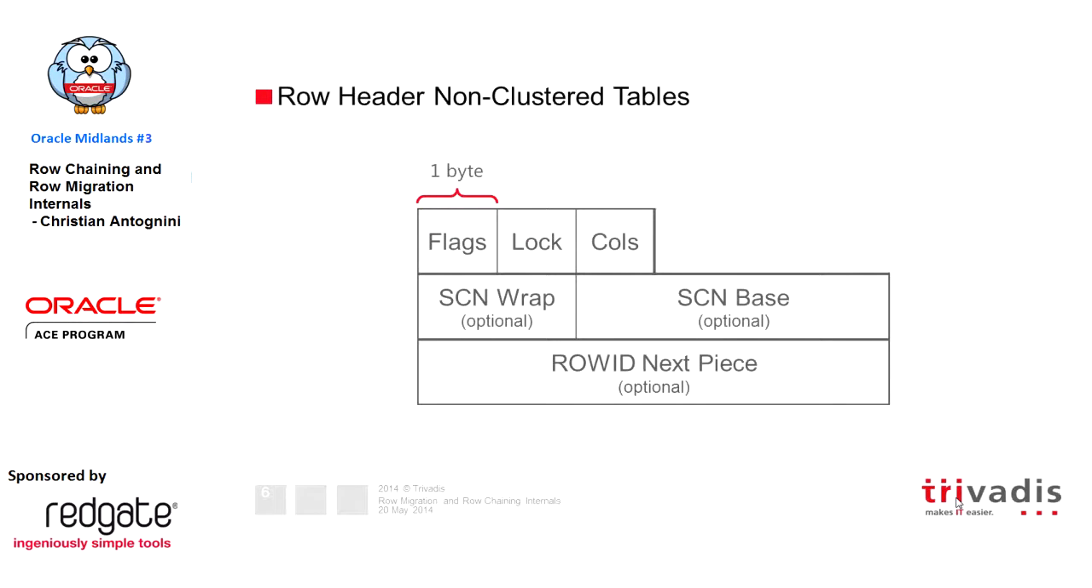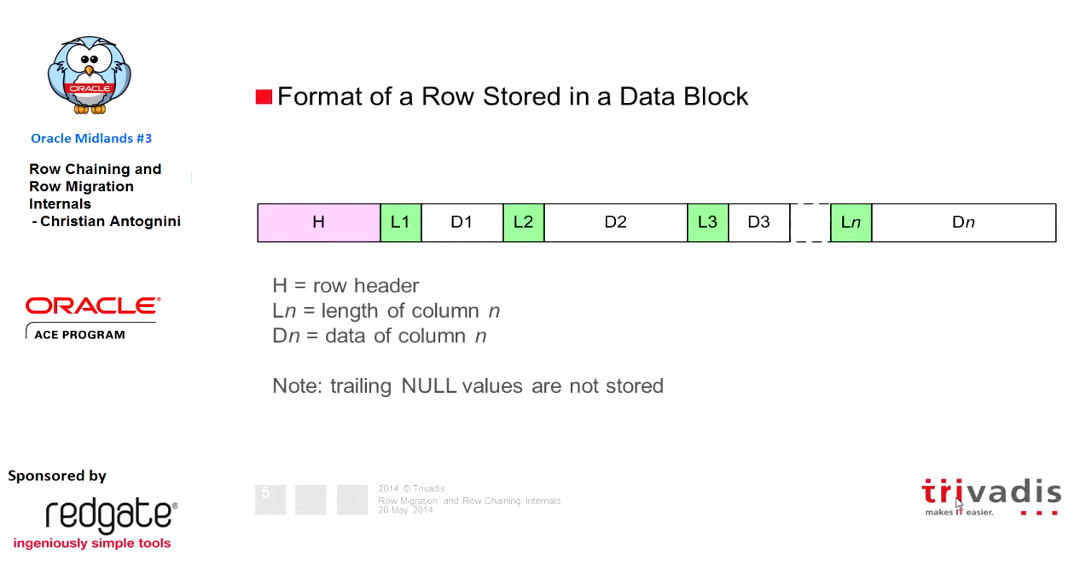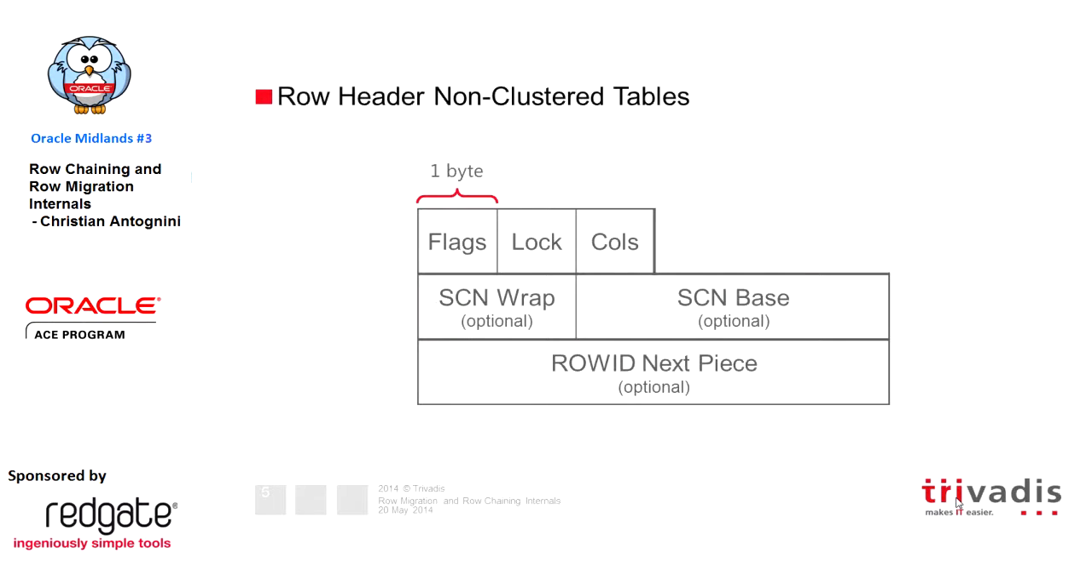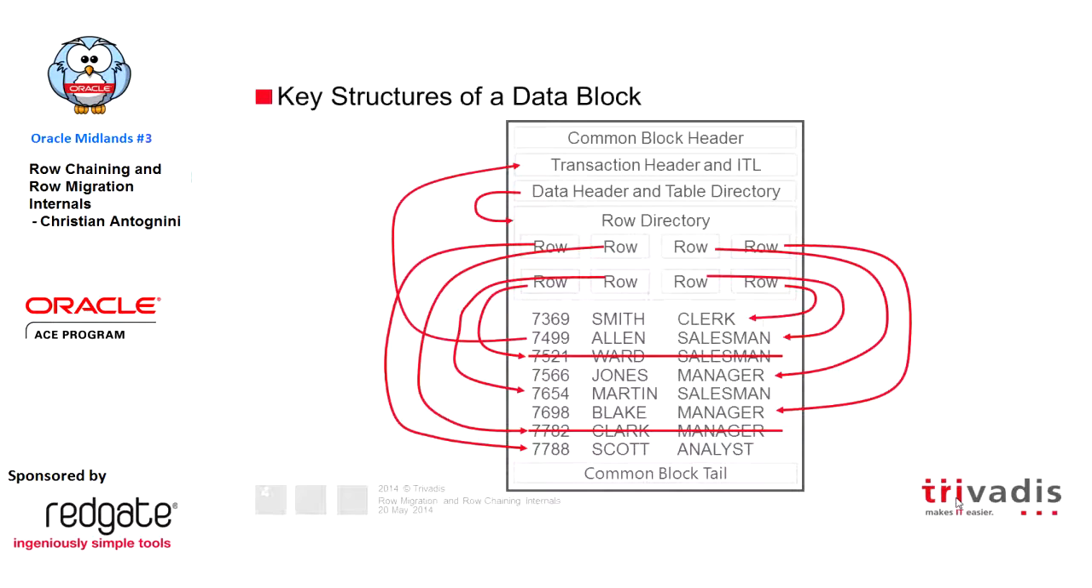If you look a bit closer at the header, now we are in this part here, the header. Basically, you have 3 bytes which are always there, if we are talking about a non-clustered table; clustered tables are a bit different. But in the case of a non-clustered table, you always have 1 byte of flags. This is where information is stored like I'm deleted, I'm migrated, for example. The lock is the pointer that we have seen before to the ITL. If we go back, it's this pointer here.